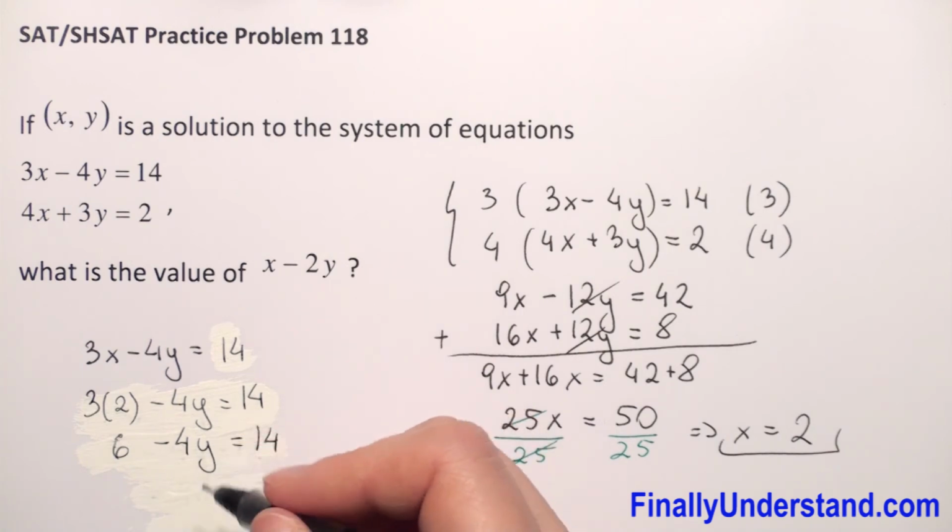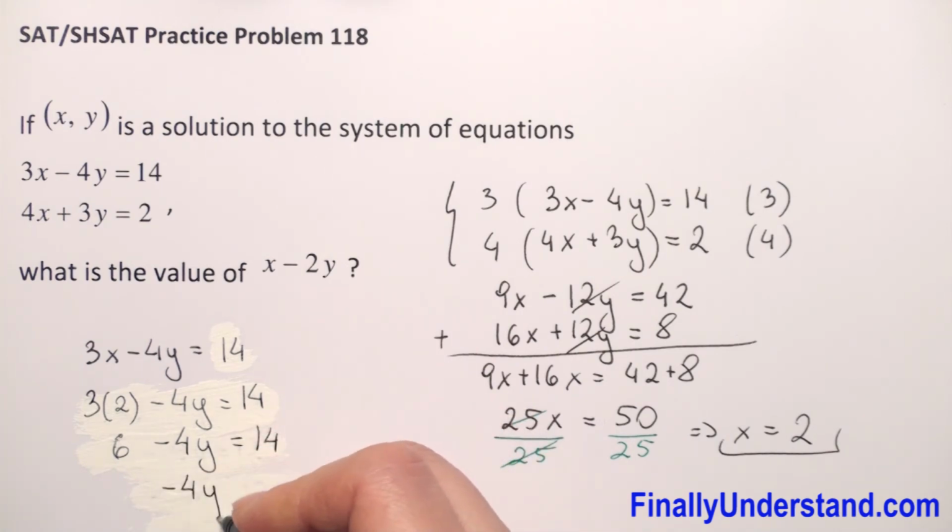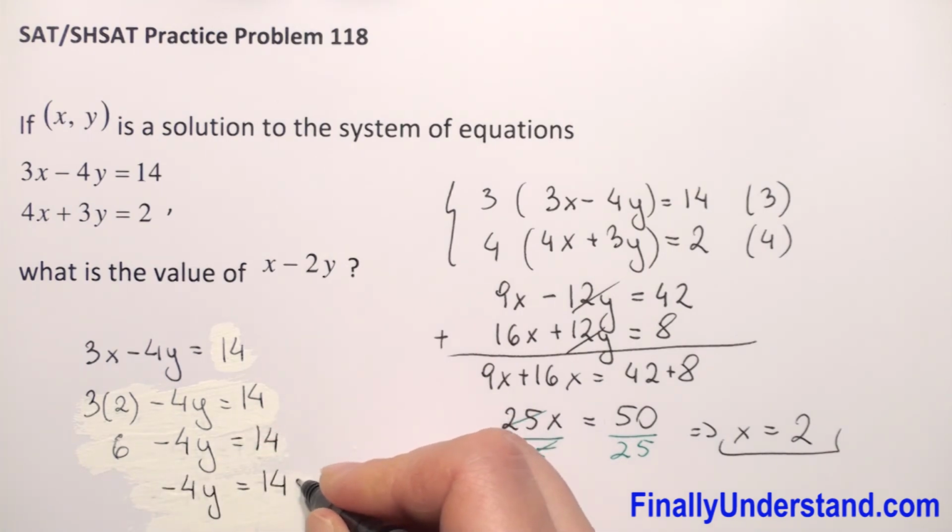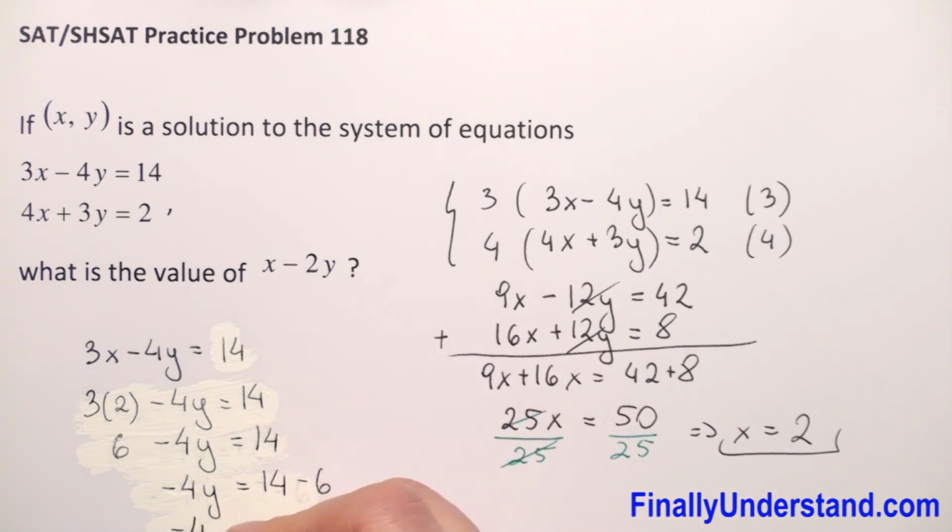I will move 6 to the right side, so we have negative 4y is equal to 14 minus 6. So negative 4y is equal to 14 minus 6, which is 8. Now we will divide both sides by negative 4. So the negative 4 we can reduce. y is equal to 8 divided by negative 4, which is negative 2.